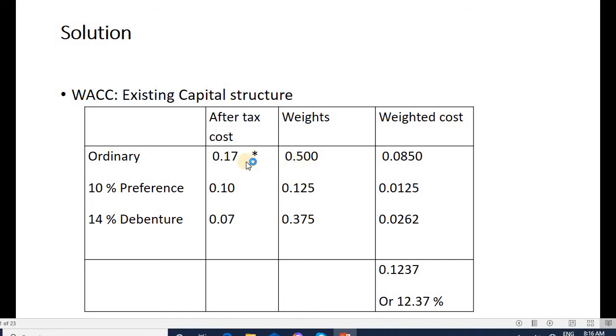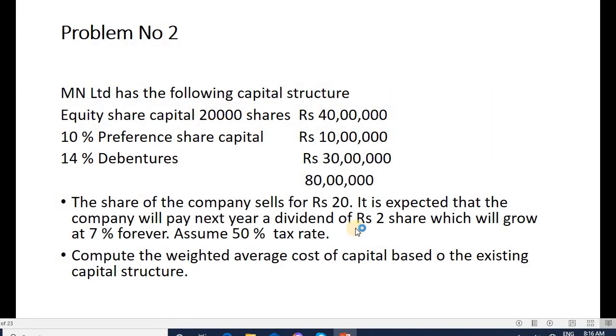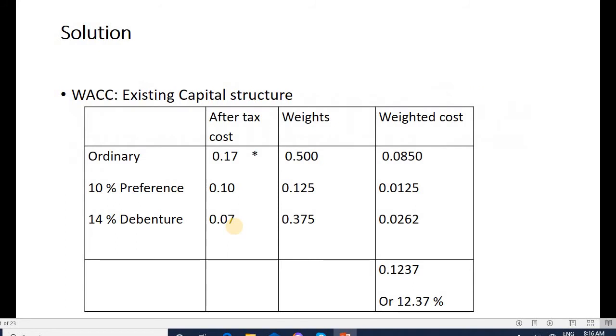So weights we have calculated, and after tax how to calculate the cost of equity share is, the formula is KE is equal to dividend 1 divided by P0 plus g. That is, 2 per share they are giving the dividend as given in the problem. Dividend of rupees 2 per share, which will grow at 7% forever. The share of the company sells for 20.